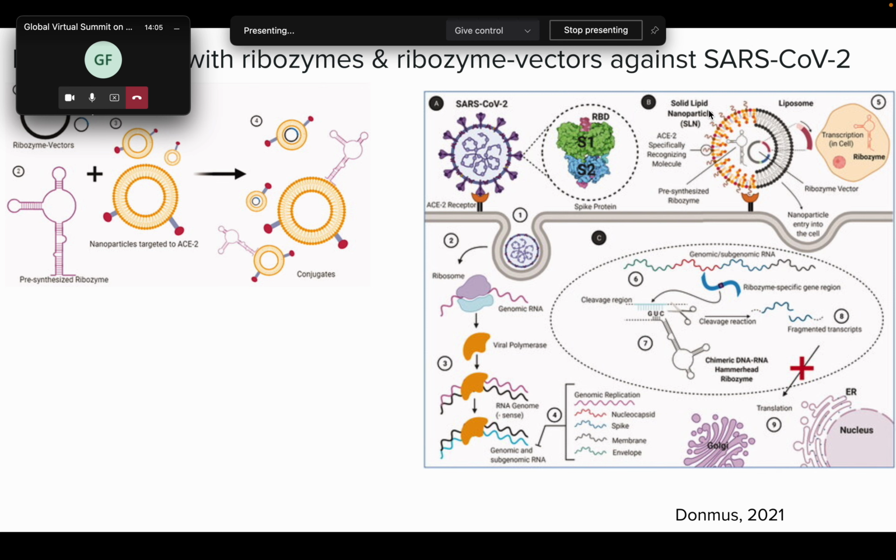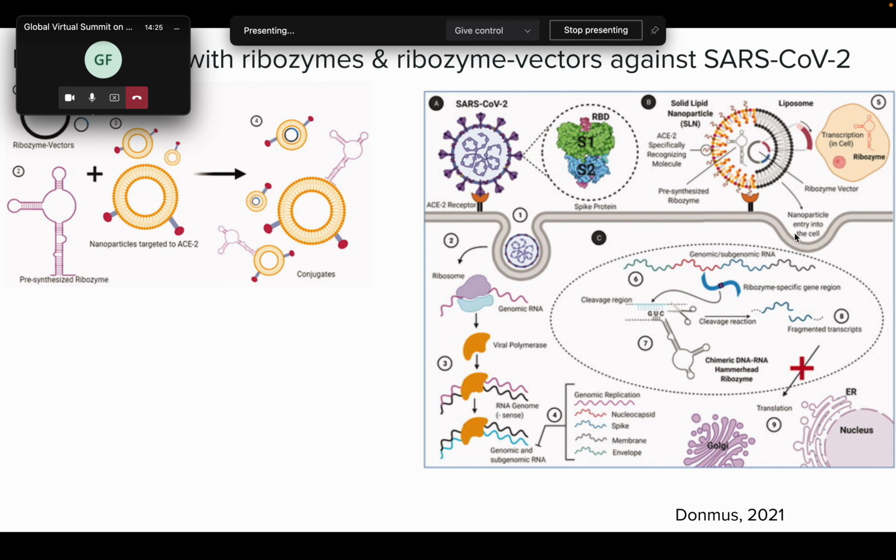With the solid lipid nanoparticle, or SLN, you have ACE2-specific recognizing molecules on the outside, and then you have pre-synthesized ribozyme on the inside. And not only the pre-synthesized ribozyme, you have ribozyme vector as well. And this is all in a liposome. So transcription can happen inside the cell.